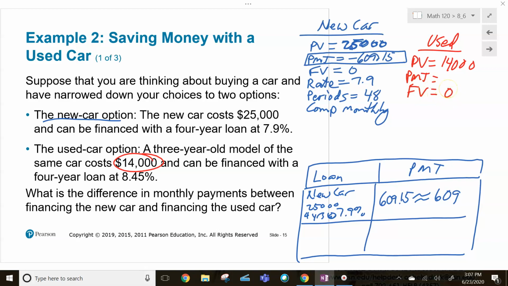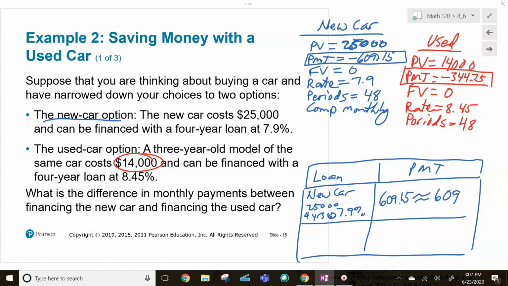Gonna owe nothing eventually, so future value is what you owe at the end of the term. This rate is 8.45, for 4 years as well, so 48. Let me punch this in my phone here on my app.